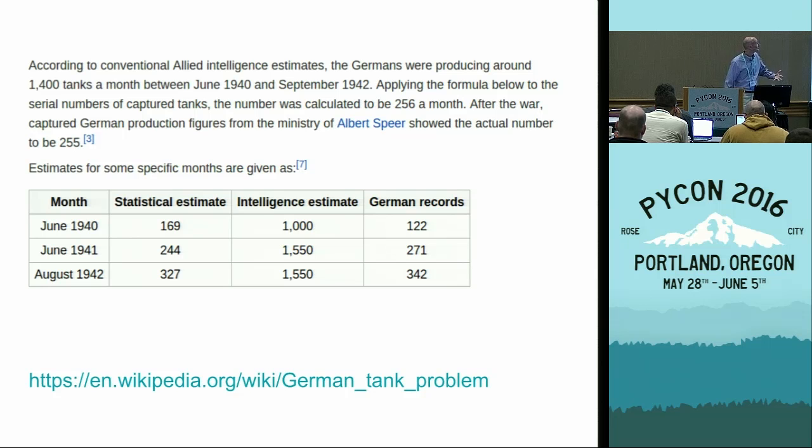So as I said, this was a real-world problem. What they did during World War II is not exactly what we did, but they did solve the German tank problem. And after the war, they captured production records so that they could check to see whether the predictions had been right. And the statistical estimates were remarkably good. And the estimates they were getting from non-statistical intelligence reports were really terrible, like off by about a factor of 10. So this actually worked.